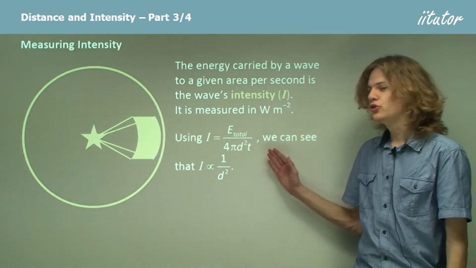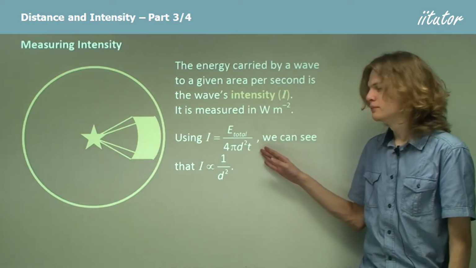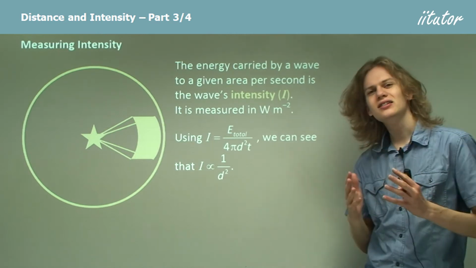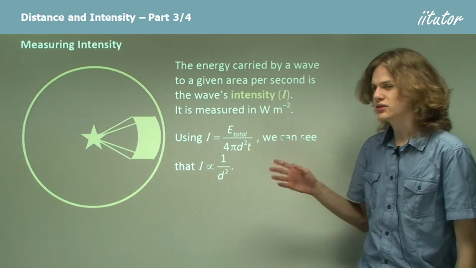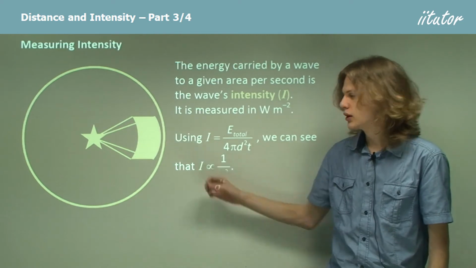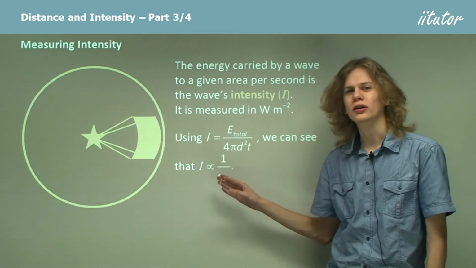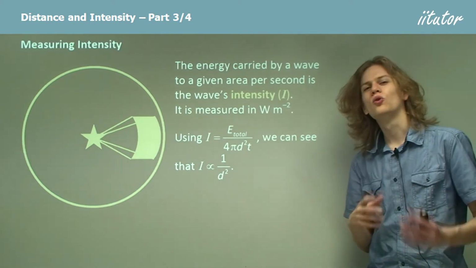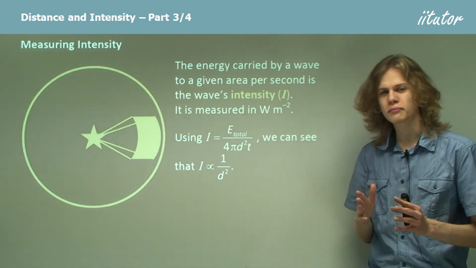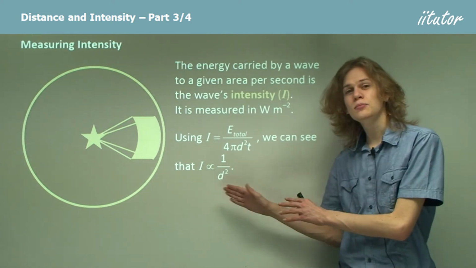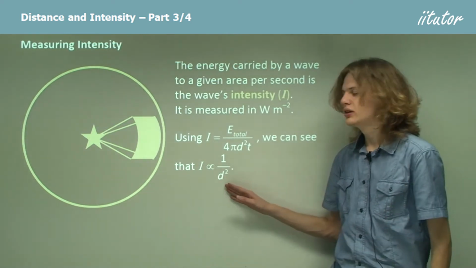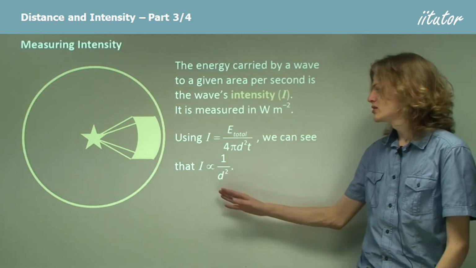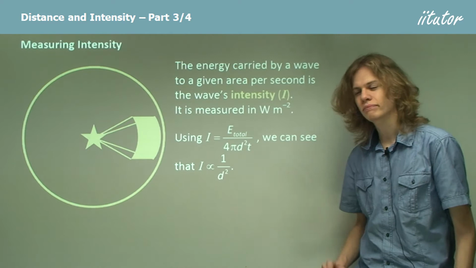So using our equation for energy and dividing it by time, we can see that the intensity of a wave at a distance d from the source will be proportional to 1 over d squared. And of course there'll be a number of other constants, but we can ignore those for the moment. The important part is that the intensity is inversely proportional to d squared. That is, as d gets larger, intensity gets much smaller.